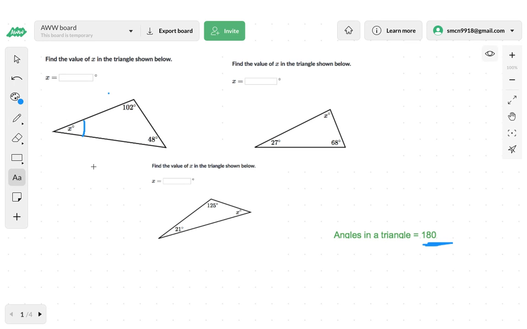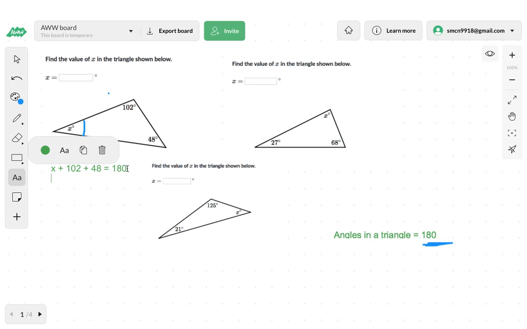So if we know the whole thing will equal 180, and everything that's added up will equal 180, I'm going to show you how to set up the equation. X plus 102 plus the other angle, 48, equals 180. Okay. So if this angle plus this angle equals 180, then x plus 102 plus 48 will equal 180.